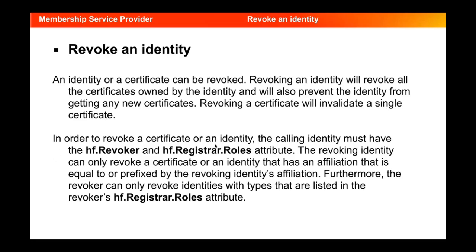In order to revoke a certificate or an identity, the calling identity must have the properties hf.Revoker and hf.Registrar.Roles attribute. The revoking identity can only revoke a certificate or an identity that has an affiliation that is equal to or prefixed by the revoking identity's affiliation. Furthermore, the revoker can only revoke identities with the types that are listed in the property hf.Registrar.Roles, which belongs to the revoker.